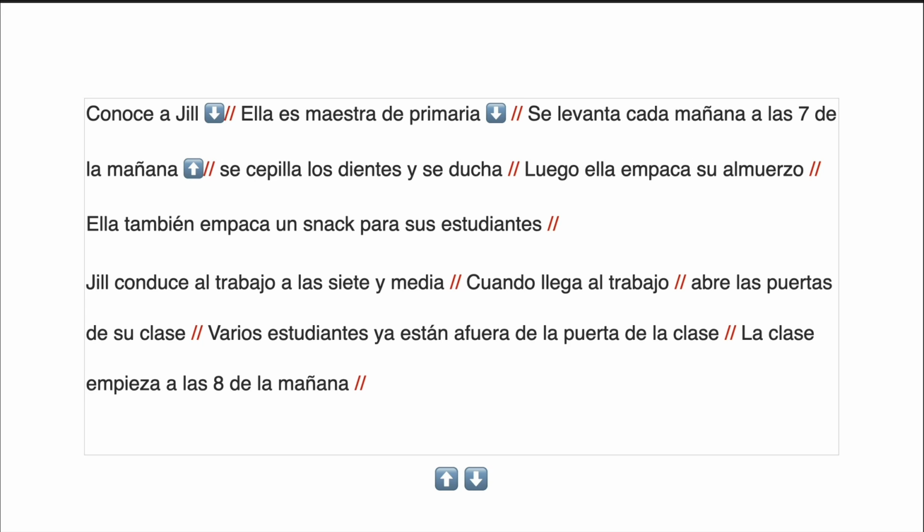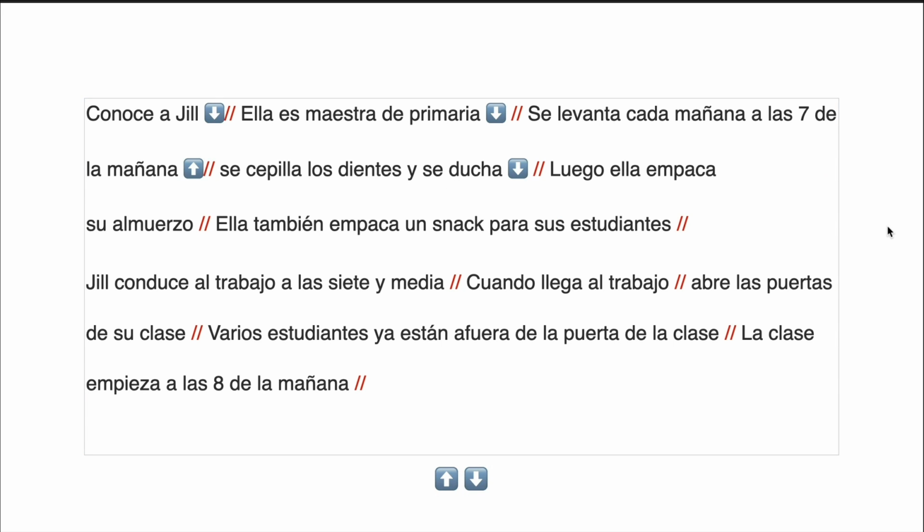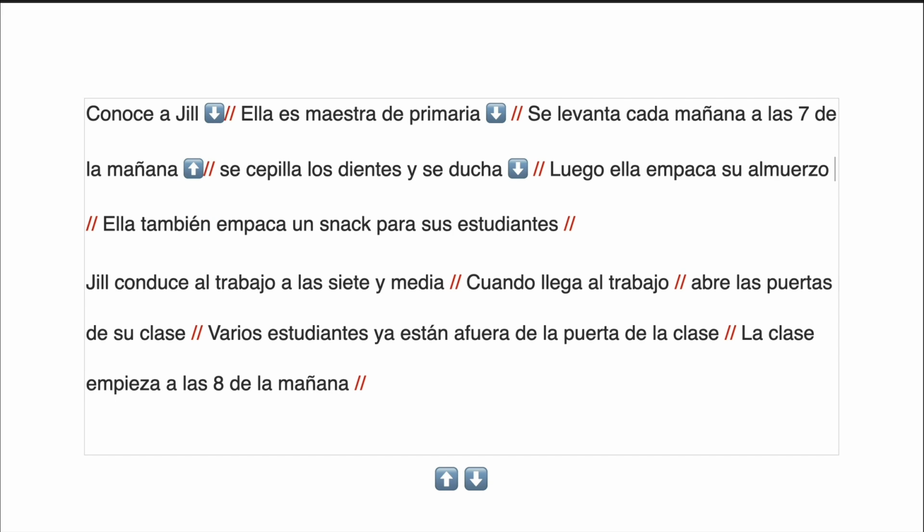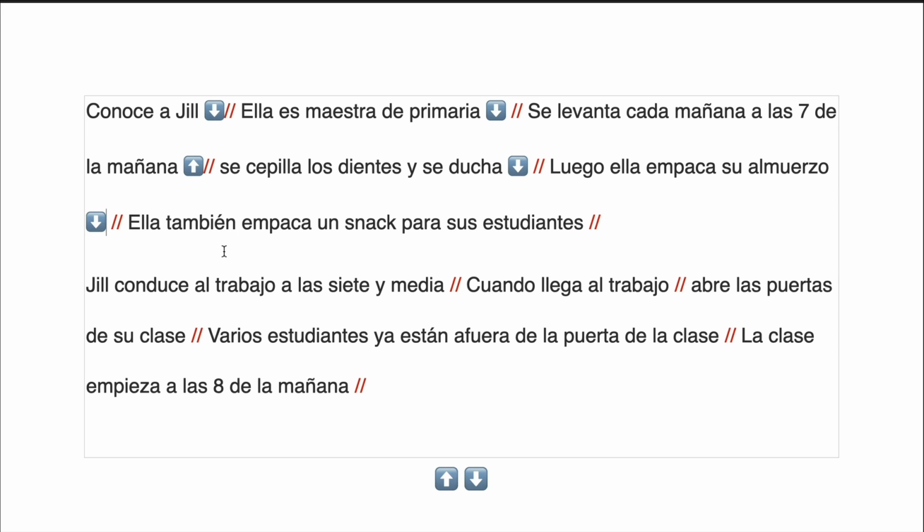Se cepilla los dientes y se ducha. Cada mañana a las 7 de la mañana. Se cepilla los dientes y se ducha. Se ducha. So goes down right here. Luego ella empaca su almuerzo. Goes down again. Su almuerzo. Empaca su almuerzo. Ella también empaca un snack para sus estudiantes. Okay, she goes up right there.